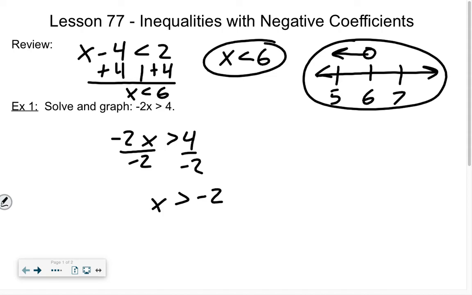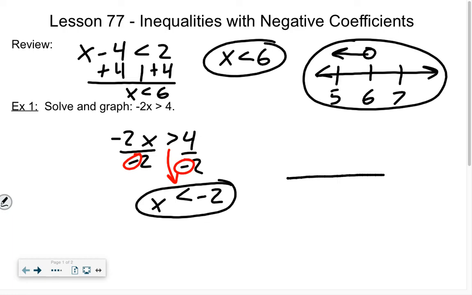The only problem with this, in today's lesson, is we are now dividing by a negative value. And when we divide by a negative value, the rule is simple. All you have to do is flip the inequality. So it is no longer a greater than symbol, but now it is a less than symbol. So now our inequality reads x is less than negative 2.